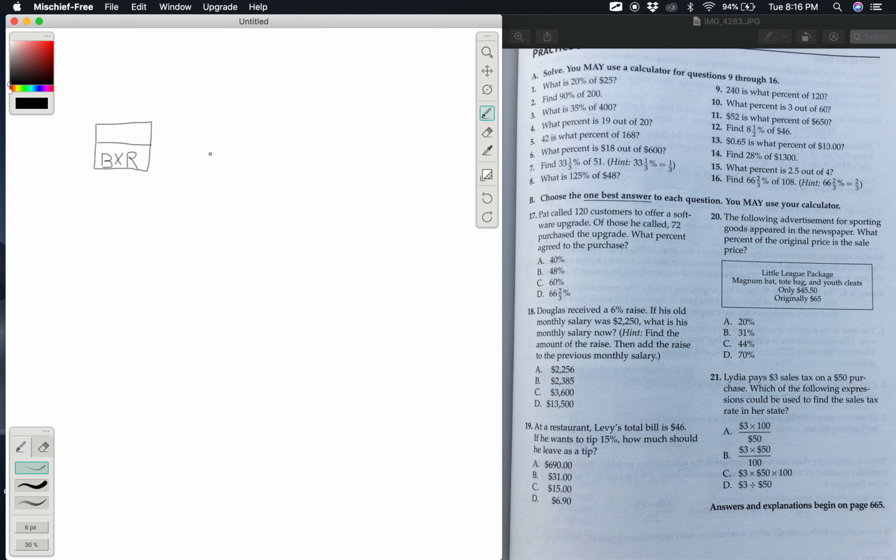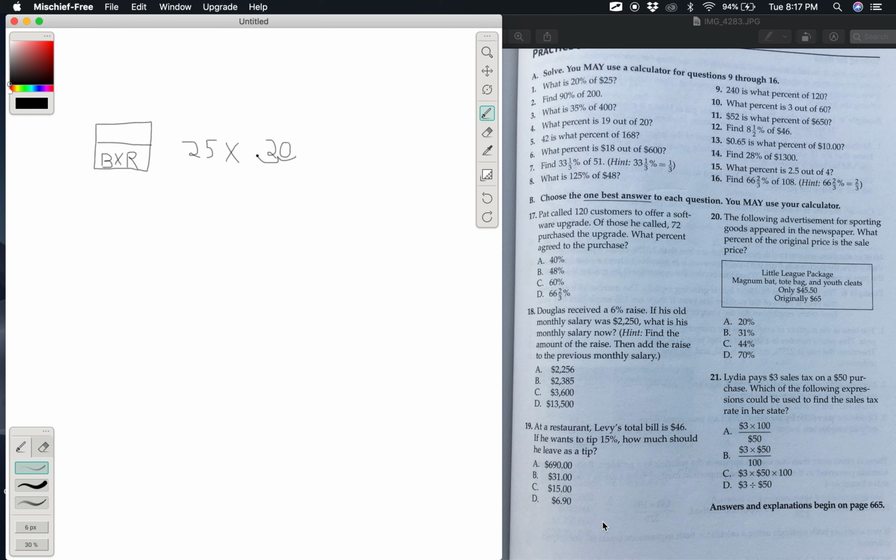So that is 25, the base, times the rate, which is 20%. But we need to change 20 to a regular number because we can't multiply a regular number by a fraction of a number. So we move the decimal over 2 places. At 20%, the decimal was here, moved over here and over here.